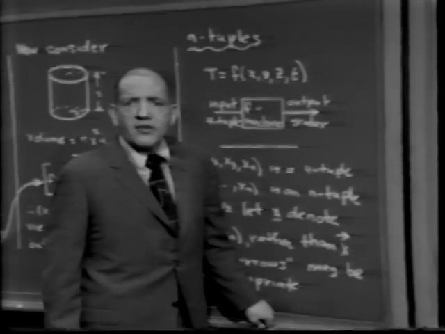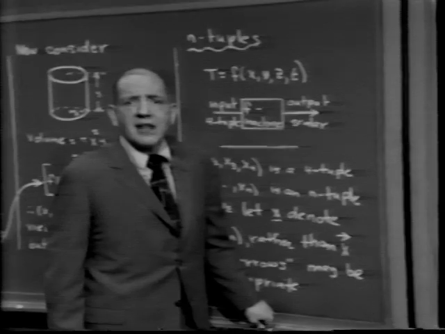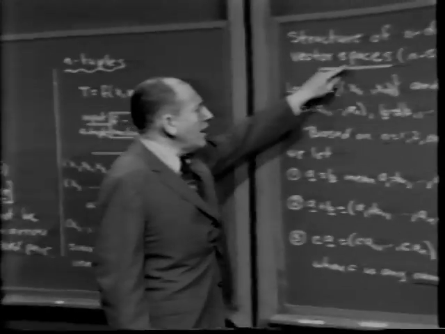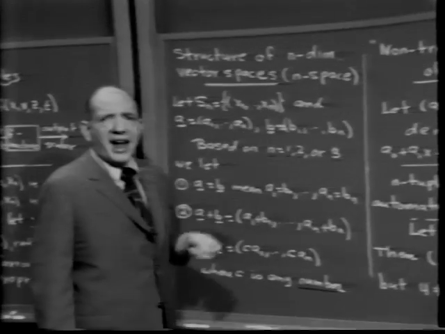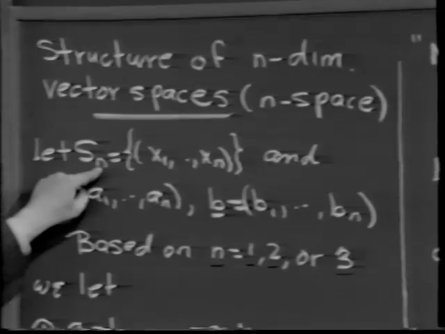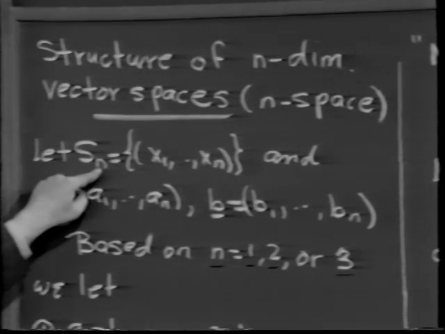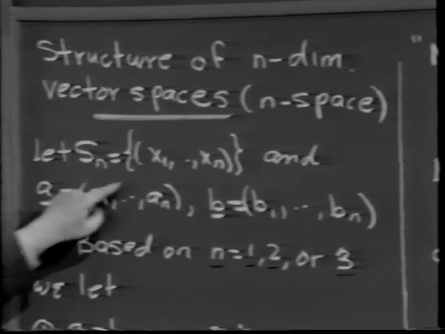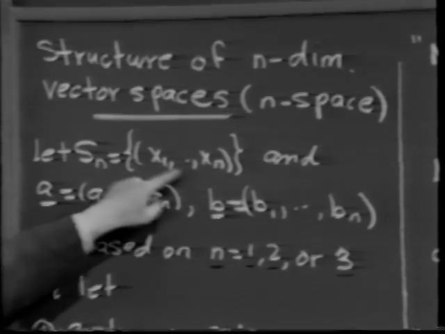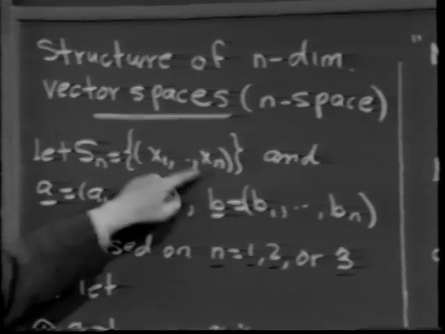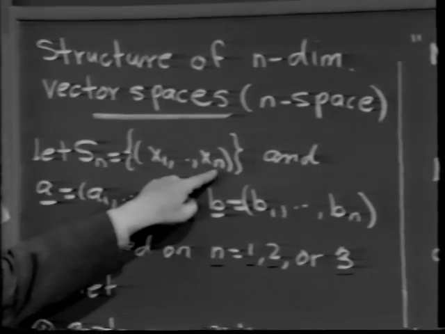By the way, the structure that we wind up with is then called an n-dimensional vector space, or more concisely, n-space. And the idea works like this. Let's pick a particular value of n. Let's just call it n. And let S sub n be the set of all n-tuples x1 up to xn. In other words, a set of what? All n-tuples of numbers x1 up to xn.